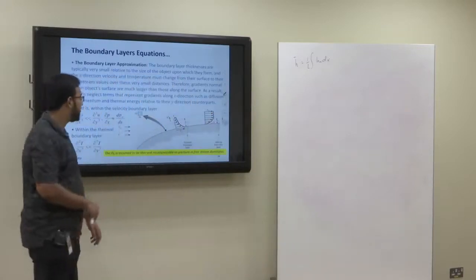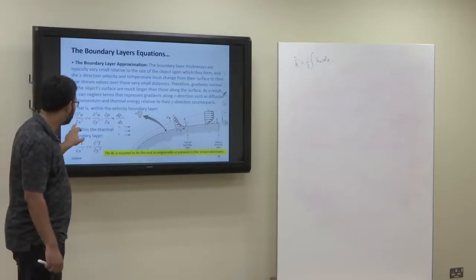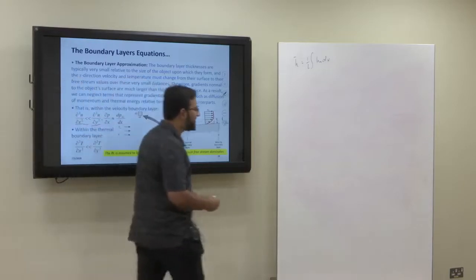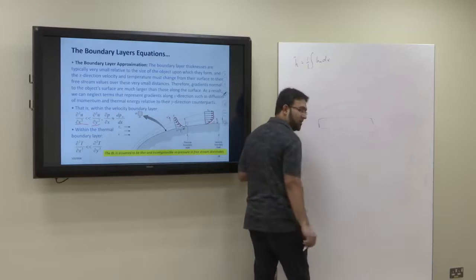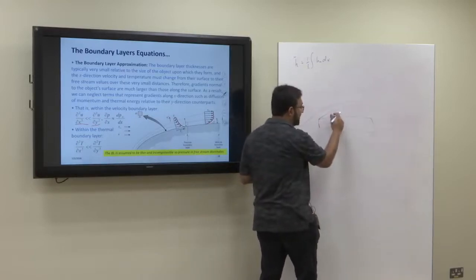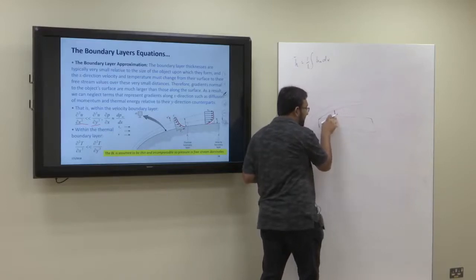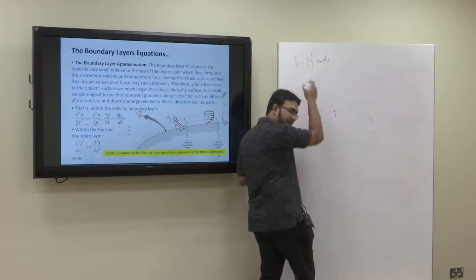So what are these approximations? Within the boundary layer, we can assume that u is a function of x, not y. And that makes sense. If you have a body and the fluid is flowing across the body, you have a boundary layer developed here, okay? And within the boundary layer, we discussed that there is a velocity gradient from the surface to the boundary layer, but this is only in this direction, vertical.